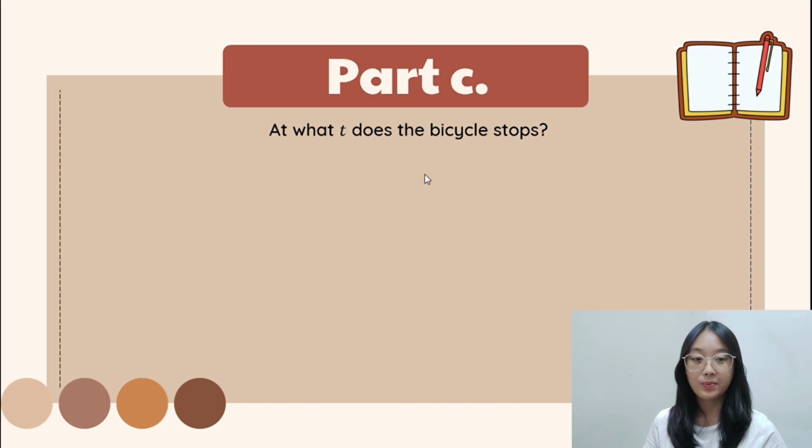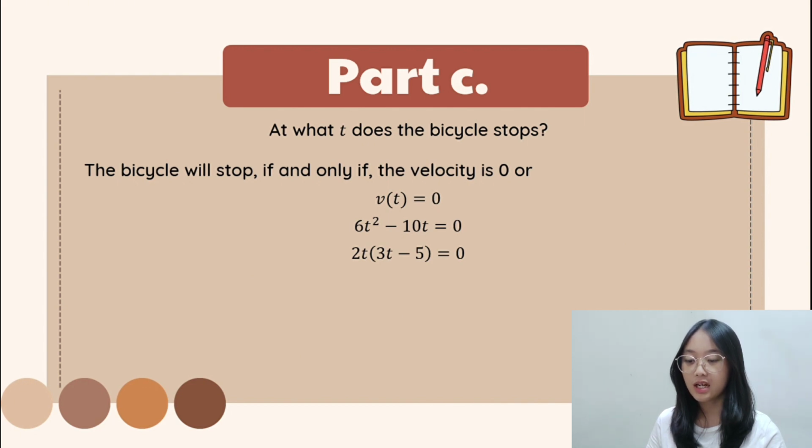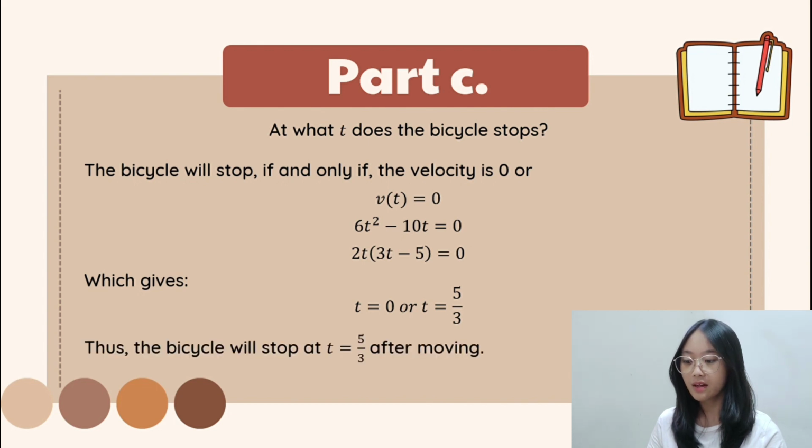And now we're moving on to part C. At what t does this bicycle stop? The bicycle will stop if and only if the velocity is 0, or v(t) equals 0. So 6t^2 - 10t equals 0. When we factorize it, it becomes 2t times (3t - 5), which gives t equals 0 or t equals 5/3. Thus, the bicycle will stop at t equals 5/3 after moving.